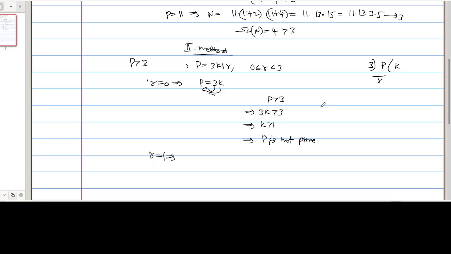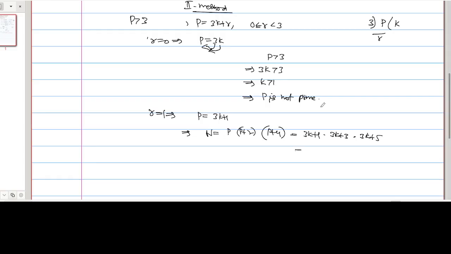If you take r equals to 1, what is my p? My p is actually 3k plus 1. Therefore what is my n? N is equal to p, p plus 2, p plus 4. What is p here? 3k plus 1, then 3k plus 1 plus 2, this is 3k plus 3, and 3k plus 1 plus 4, that is 3k plus 5. Therefore this is (3k plus 1) into 3 into (k plus 1) into (3k plus 5).